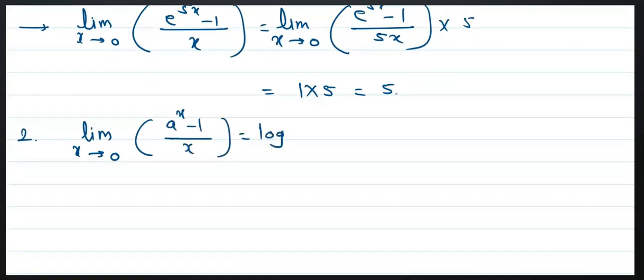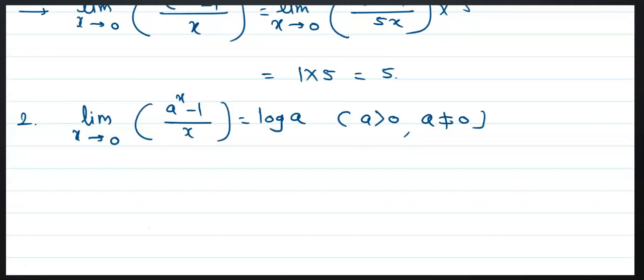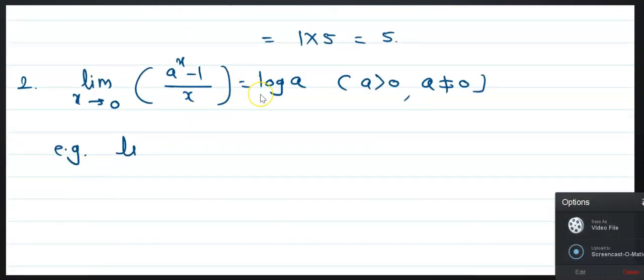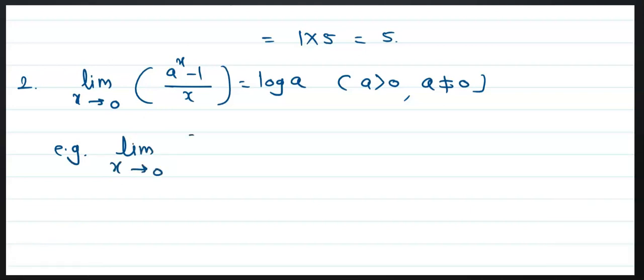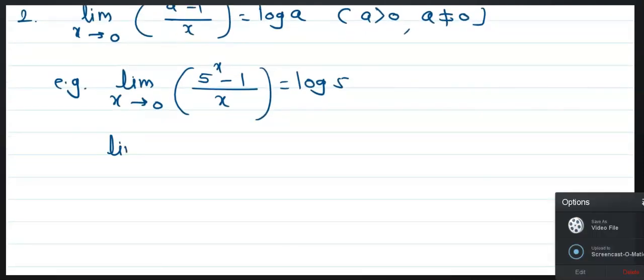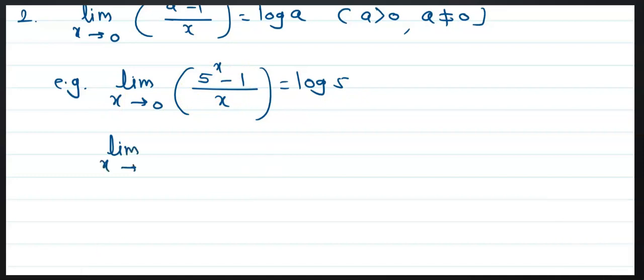Limit x tends to 0, a raised to x minus 1 upon x is equal to log of a, where a is any positive rational number, not equal to 0. For example, see this example. Limit x tends to 0, 5 raised to x minus 1 upon x is equal to log of 5. The same result: a raised to x minus 1 upon x is equal to log of a.